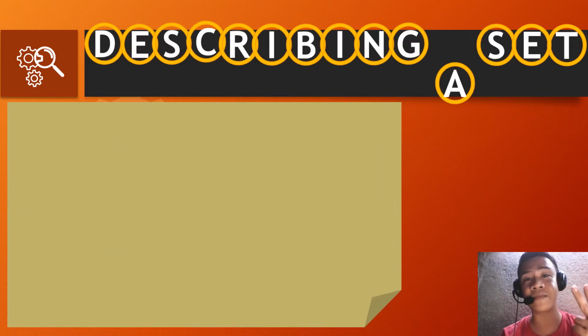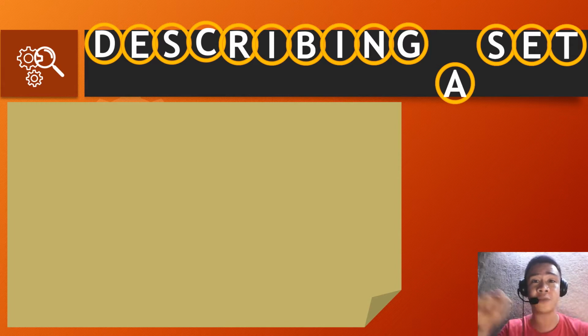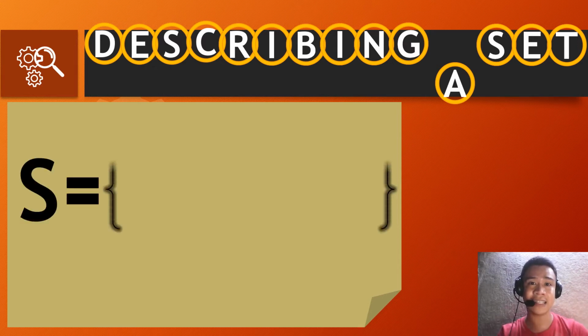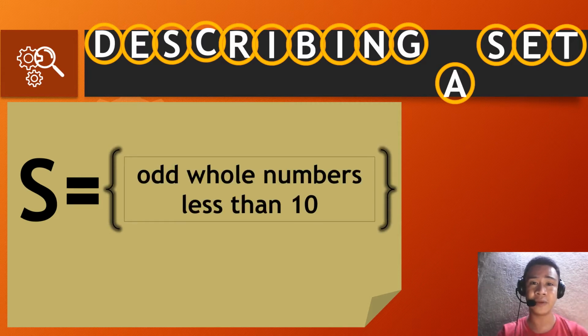The second method: a set can also be described by writing a description of its elements between braces. So in the second method, we are going to use description. We describe what the set is. Thus, the set S is the set of odd whole numbers less than 10. That was the earlier listing method, where we have 1, 3, 5, 7. If we use description, we will say that S is the set of odd whole numbers less than 10.